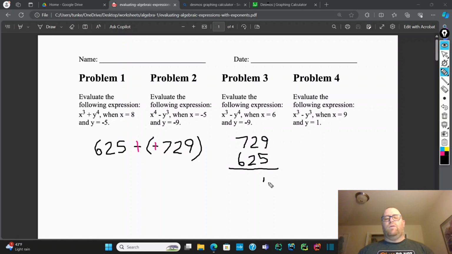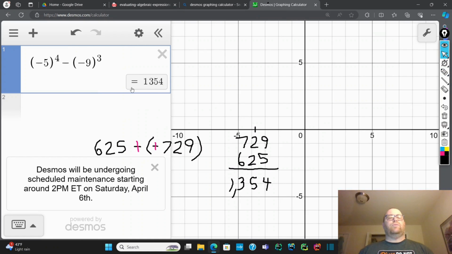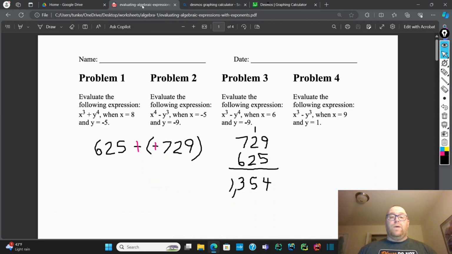9 plus 5 is 14, really. Bring up the 1. 1 plus 2 is 5. And 7 plus 6 is 13. So it's 1,354, which is what we got here, 1,354. Okay, so it's always important to check your work. I did that on purpose.